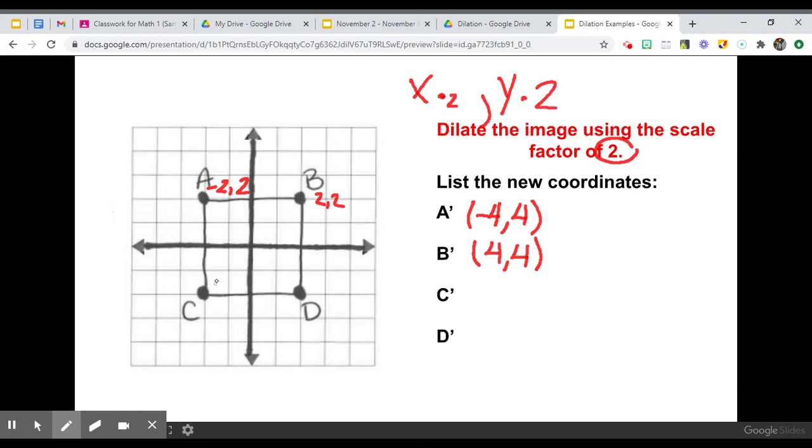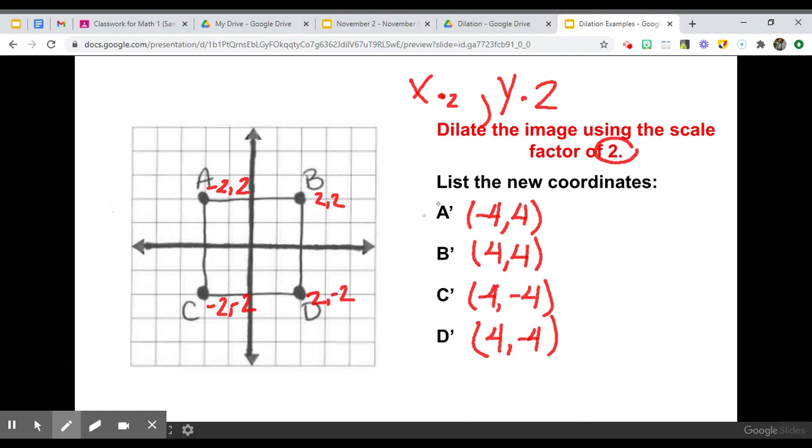Okay, so now let's take a look at point C. It's hanging out at (-2, -2). So -2 times 2 is -4, and -2 times 2 is -4. D is hanging out at (2, -2), so then I'm going to have (4, -4) as my new point.